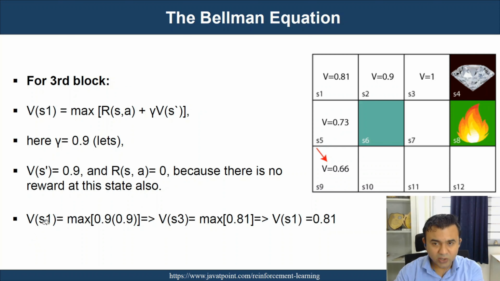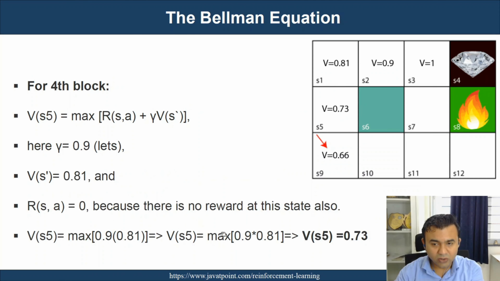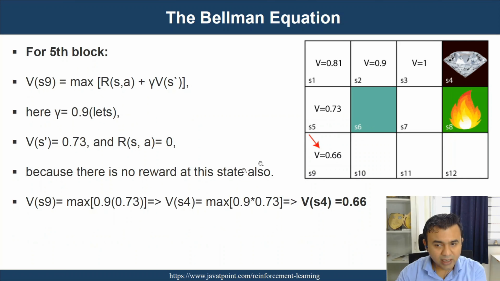So the value of S1 is nothing but the maximized version of 0.9 times the previous value, which is 0.9. So the value of S1 comes as 0.81. Similarly, the value of S5 comes as 0.73. And similarly, the value of S9 is 0.66. Now if you look at this, we assume that our robot is standing at the furthest point, which is block S9. Now we have computed the values for each block.